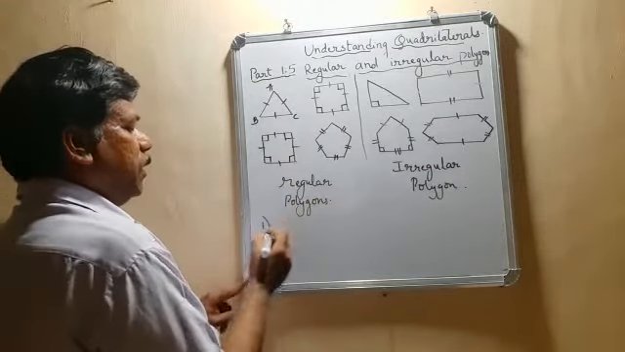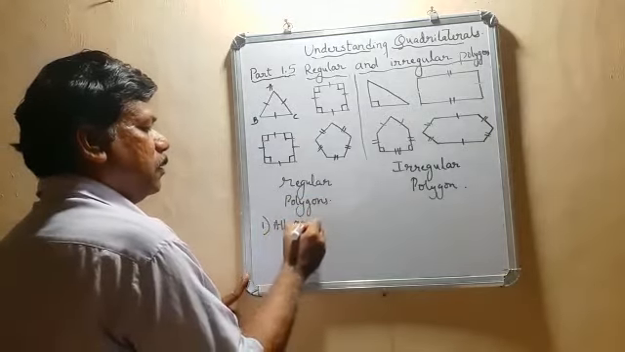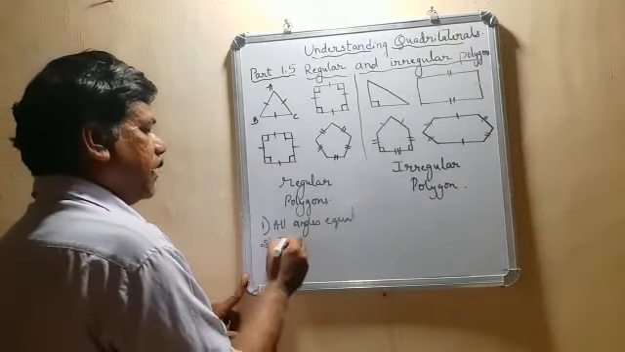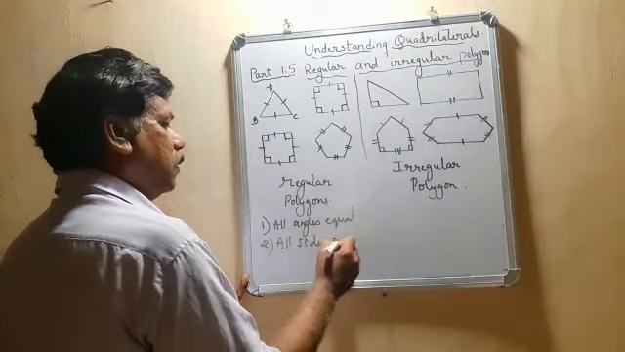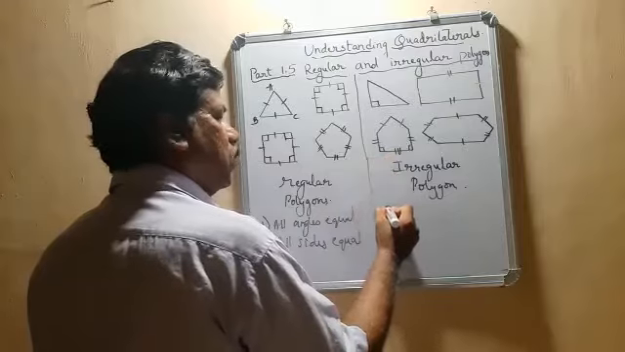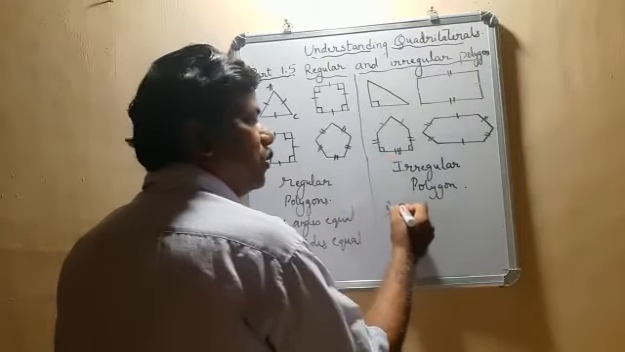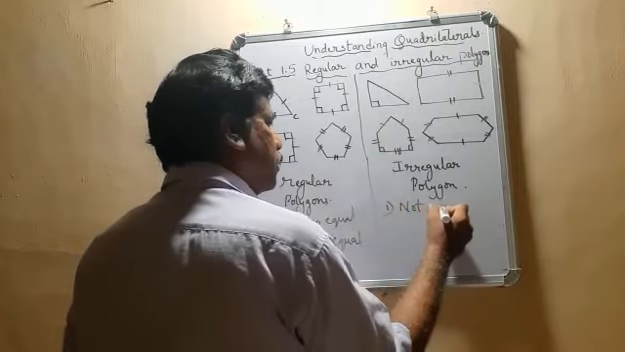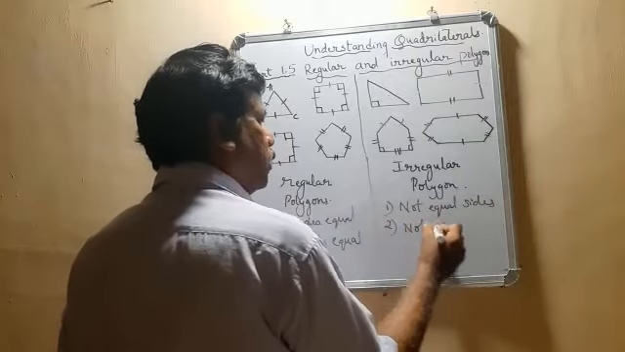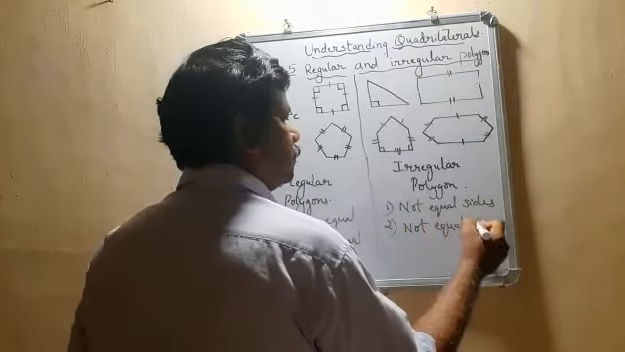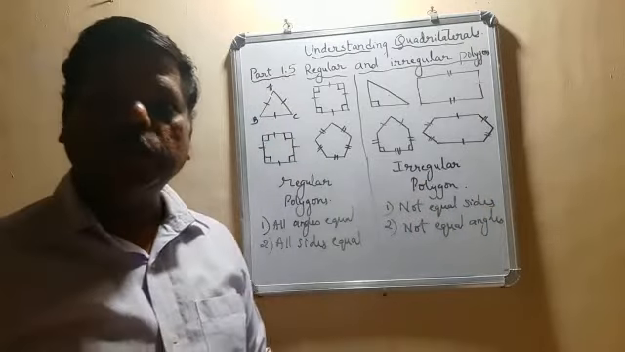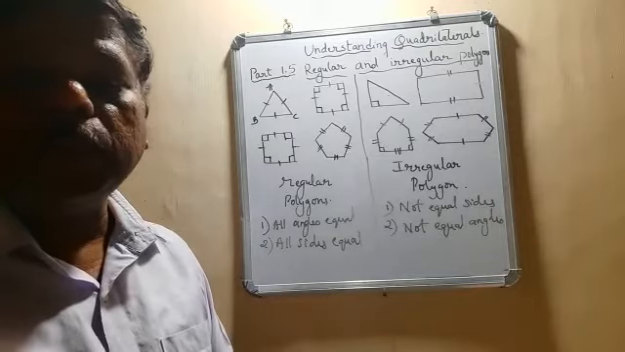So condition number 1 is all angles equal. Second condition is all sides equal. Here the conditions are missing. So condition number 1 may be not equal sides. Second condition, not equal angles. So therefore, this is the criteria to identify regular and irregular polygons.